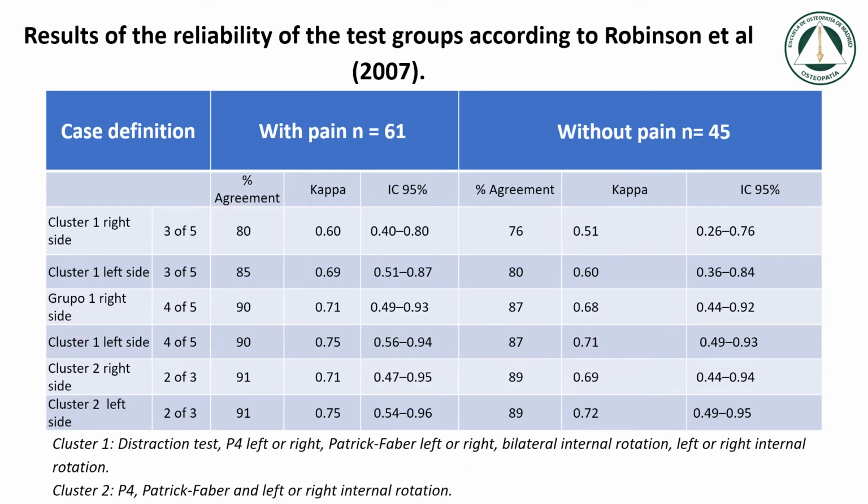The results of Robinson et al. 2007, on 2 groups of tests, showed a percentage of agreement that ranged from 67% to 97%, and kappa values from 0.43 to 0.84, for the pain provocation tests. For the palpation test, the percentage of agreement was 48%, and the kappa value was minus 0.06. The pain provocation test groups were found to have a good percentage of agreement, and the kappa values ranged from 0.51 to 0.75.